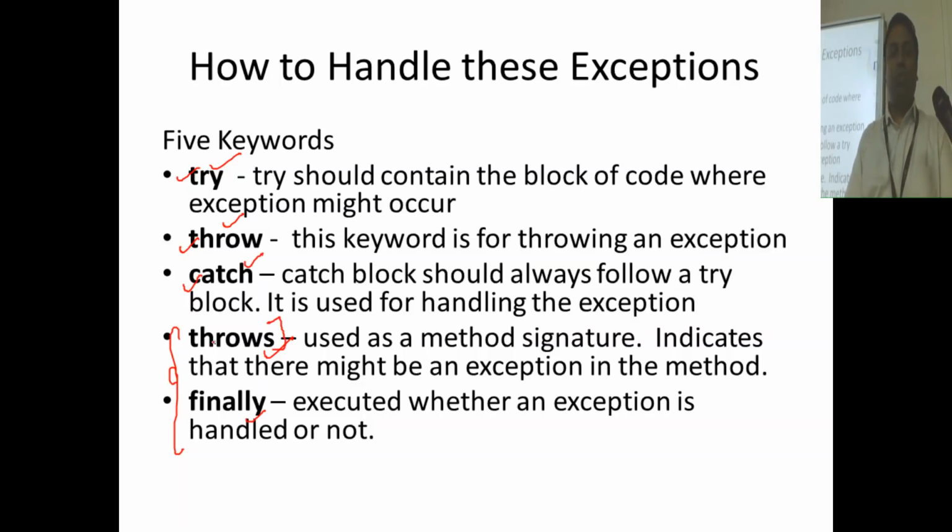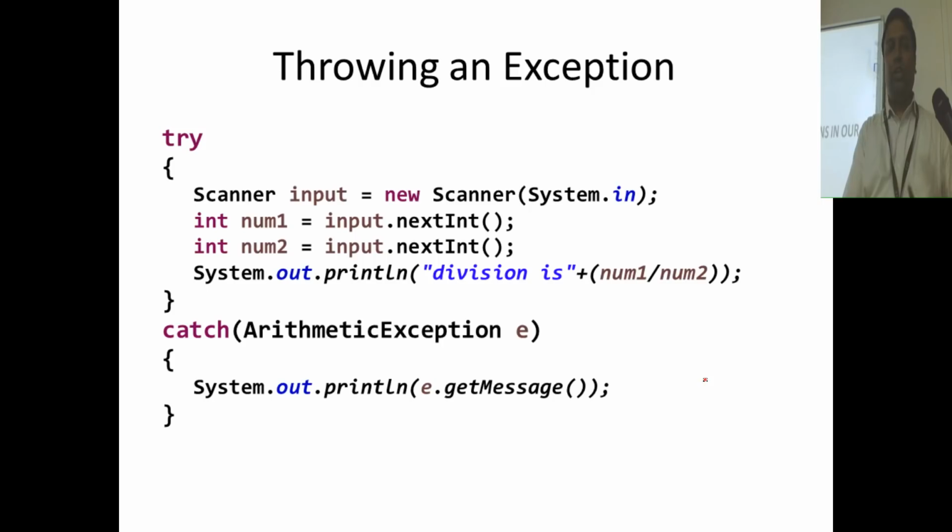Catch is for handling the exception. Throws, what is the use of throws? It's used in a method signature. It indicates that there might be an exception in the method. So it's just for a method prototype. When I look at the method, I can know that this method might throw an exception of this sort. So let me go and give you an example.